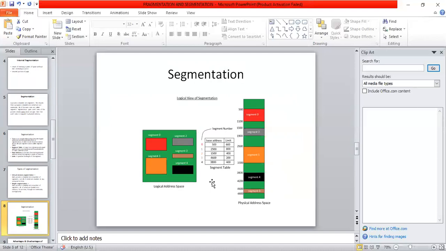Segment 3 is stored at the base address of 4600 and ends at 4800. 4800 minus 4600 is 200. So you can look at the segment table: the base address for segment 3 is 4600 and the limit is 200. For segment 4, the base address is 3800 and 4200 minus 3800 is 400, so the limit is 400. I hope this diagram is clear to you.